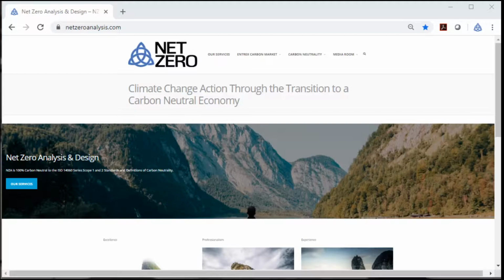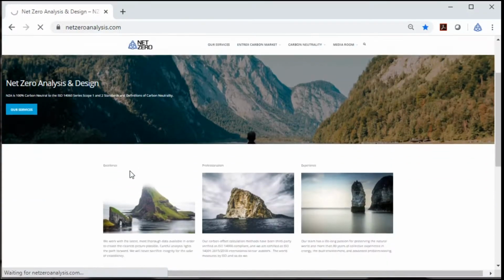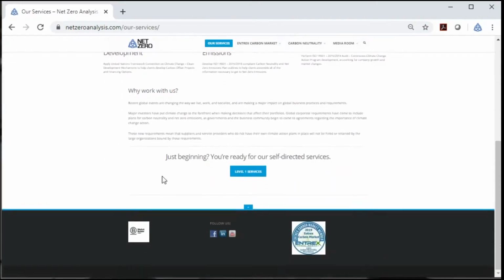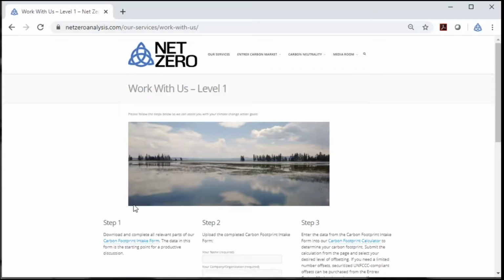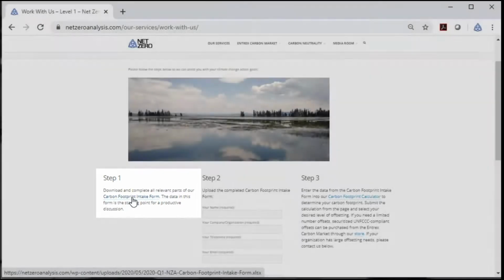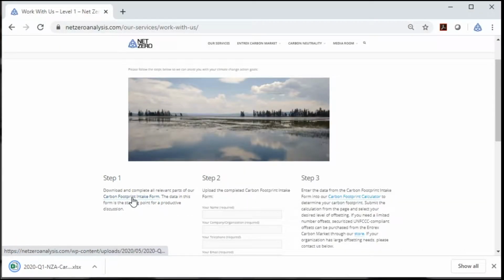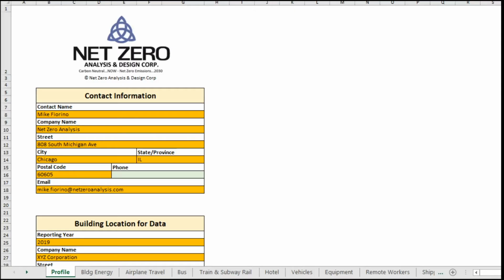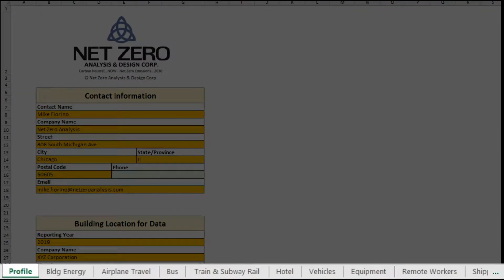The first thing we're going to do is take a look at our intake form. You'll find it on our website by going to Our Services, scrolling down to Level 1 Services, and there you'll find the carbon footprint intake form download. The intake form is divided into several tabs which correspond to the calculator on the website and also the calculators we use for ISO audits.